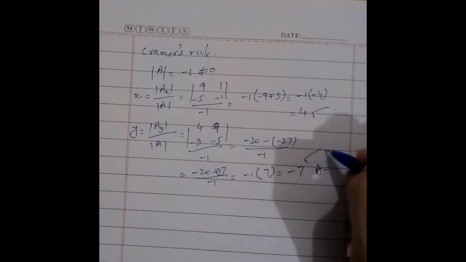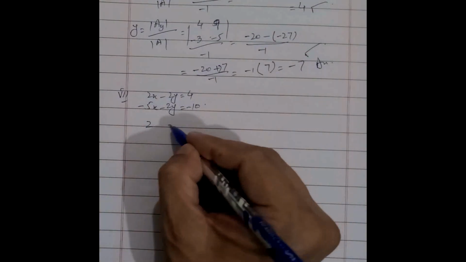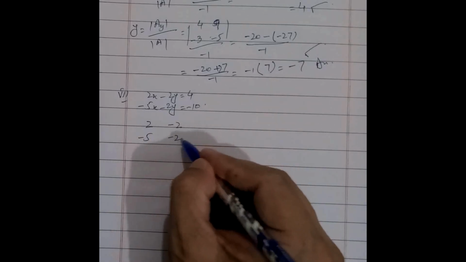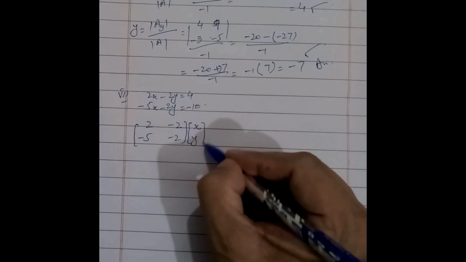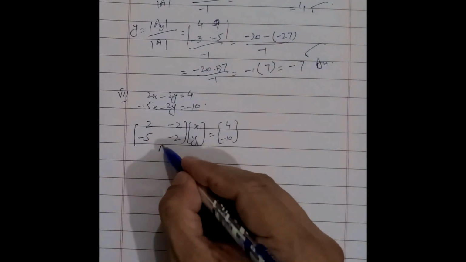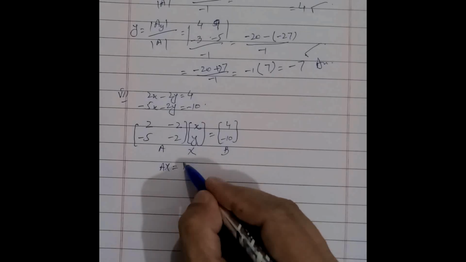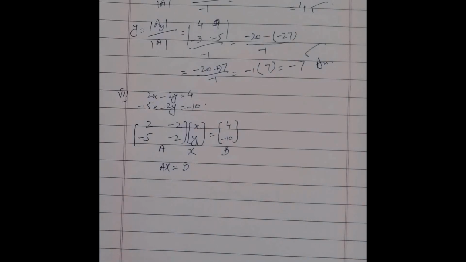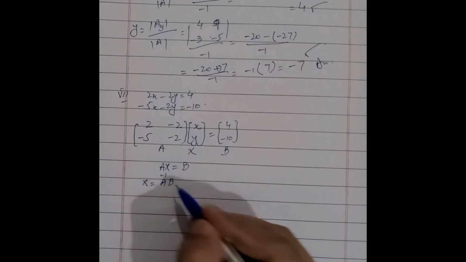Here x is equal to 4 and y is equal to -7. Now these two linear equations in matrix form: the first matrix is 2, -2, -5, -2, the next matrix is x and y, and the third one is 4 and -10. These are the matrices A, X and B. We write it as AX is equal to B, where we find the value of X whose elements are x and y, and X is equal to A inverse B.